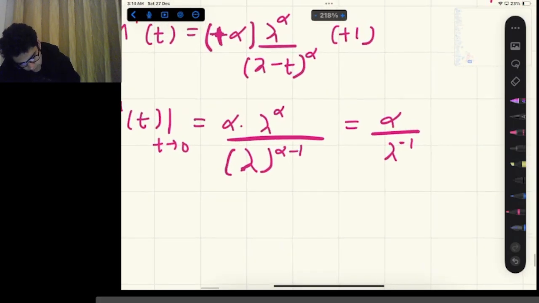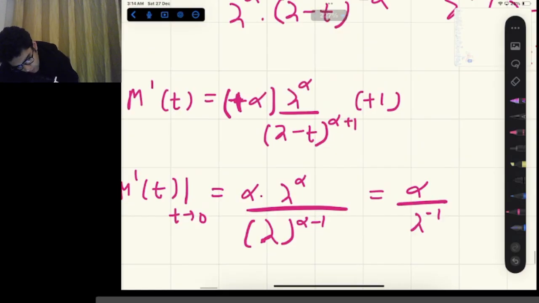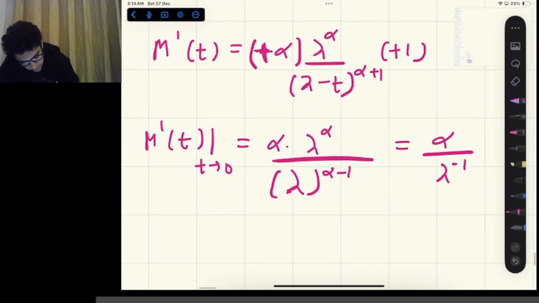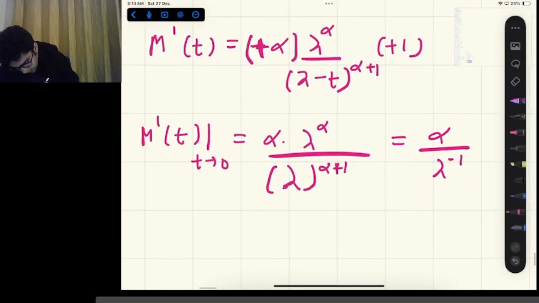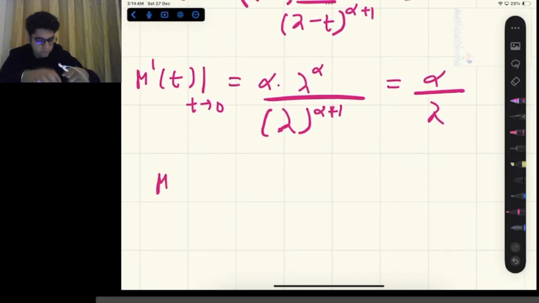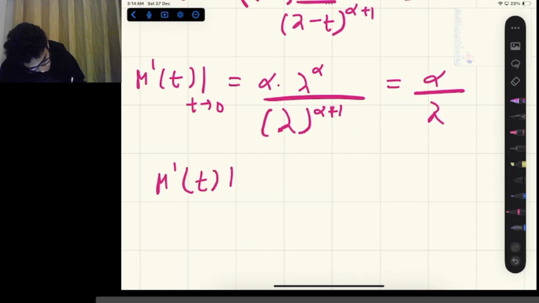So now coming back to my expression, this is alpha plus 1, right? So this is plus 1, and finally what I'm left with, in the denominator I'm left with lambda to the power alpha minus 1. Yes, so my m dash t, as t tends to 0, is equal to alpha upon lambda, which is equal to my expected value.